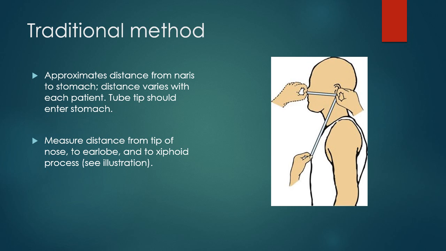Okay, so when we insert an NG tube, we have to measure the approximate distance from the nose to the stomach, because all your patients will be different shapes and sizes. You'll have some babies, some adults, and adults come in different sizes as well. A traditional method of measuring the length of an NG tube for insertion is from the tip of the nose to the earlobe to the xiphoid process. Okay, so that's your standard method, and that one most nurses use.